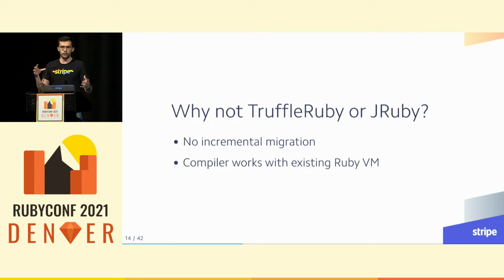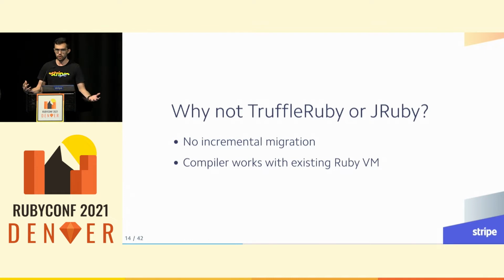In order to get the Stripe API to run on TruffleRuby, we would have to run all of it on TruffleRuby, or all of it on JRuby, all at once. And we were really looking, again, for something where we could show incremental progress over time. The other downside here is you have to abandon the Ruby ecosystem, since you're adopting some JVM ecosystem or some alternative Ruby implementation's ecosystem.